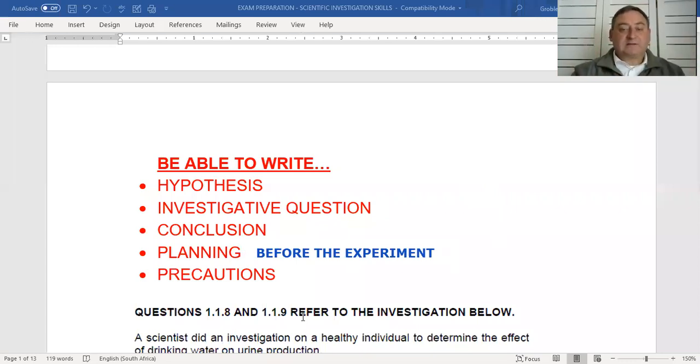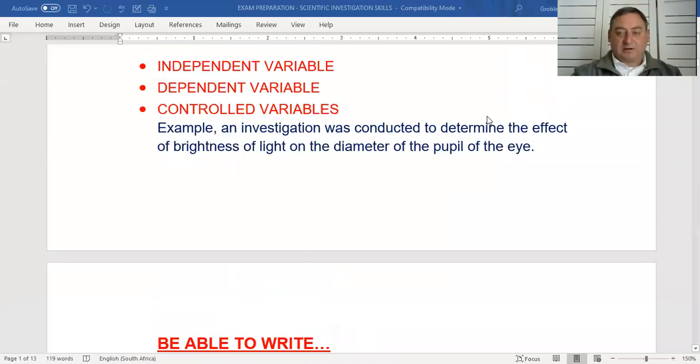Then obviously, like in this case here, what will we plan? If you look at this investigation here that I've given as the example, the effect of brightness of light on the diameter of the pupil of the eye, obviously you're going to write, who will be my participants? Will I only use boys, girls? I must decide who's going to be my participants. So I decide on the participants. I decide on the place where it will be conducted. I decide on the equipment needed, the tools for measuring the pupil of the eye.